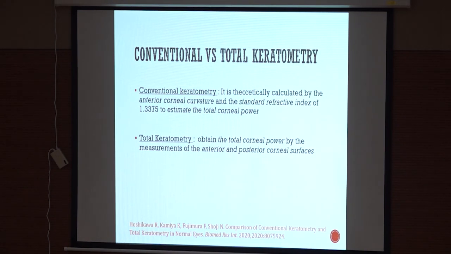So total keratometry can be measured using your Scheimpflug based imaging, where we take into account both anterior and posterior surface, and also the LensStar, the IOL Master 700, which is based on swept source OCT. That also takes into account both the anterior and posterior surfaces of keratometry. And what they say is that the conventional keratometry tends to overestimate the keratometry readings by around 0.5 to 1 diopter. So this is the latest that is coming in, and this would be the difference between the conventional and the total keratometry. Thank you.